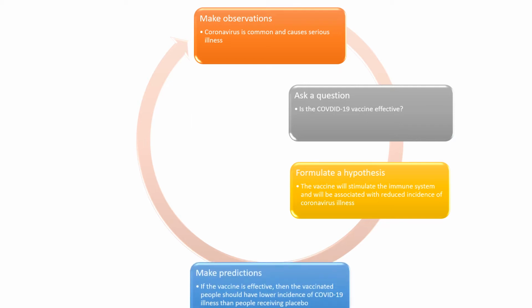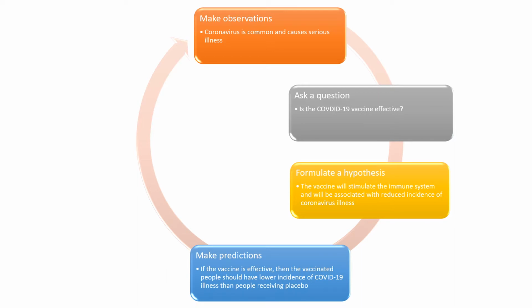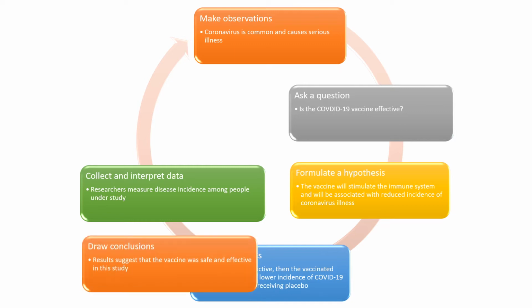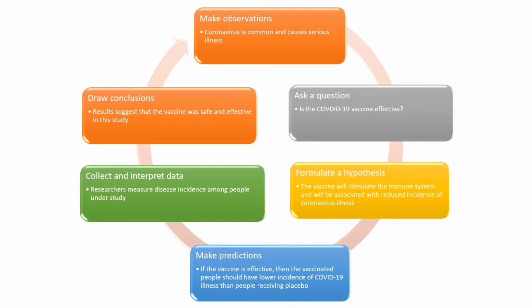Now, after that, you have to make your own predictions. Say, for instance, if the vaccine is effective, then the vaccinated people should have lower incidence of COVID-19 illness than those that are receiving the placebo. And then after that, you have to collect and interpret the data, wherein the researchers measure disease incidence among people under study. And now you have to again consult prior knowledge and you have to draw conclusions. So you can say results suggest that the vaccine was safe and effective in this study.